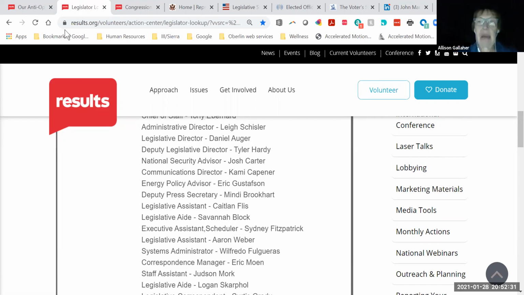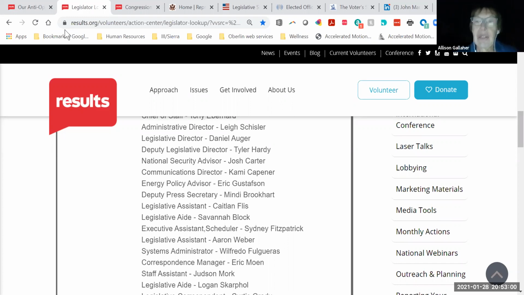Something that sometimes shows up here is what areas the legislative assistants cover. So we can see that there's a national security advisor. We can see there's an energy policy advisor, but we don't see which one of these many legislative aides and assistants cover health, cover education, cover tax, cover foreign affairs. It's not clear. And like I said, you can just call and ask to be connected to the right person.